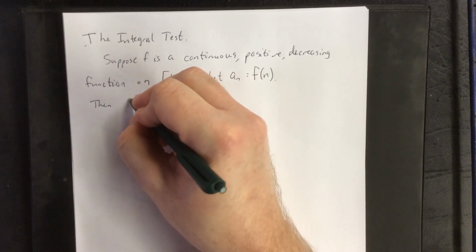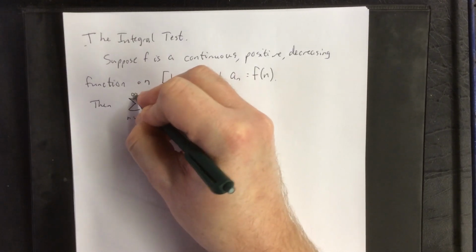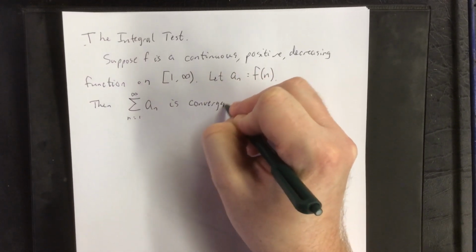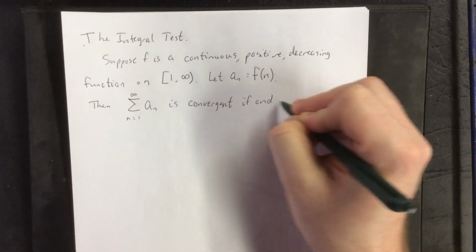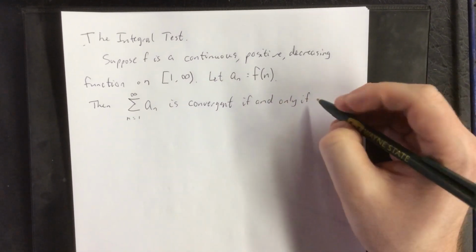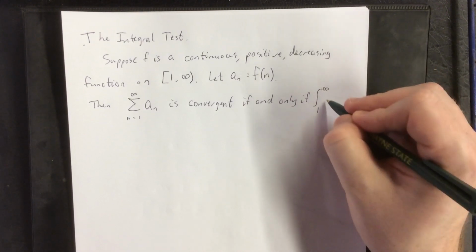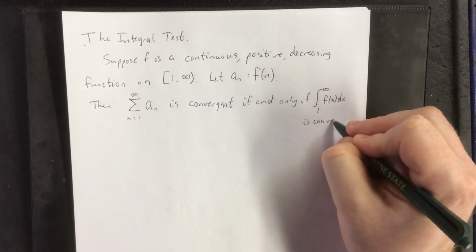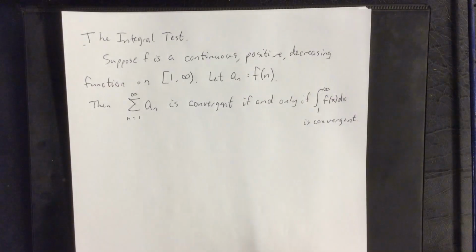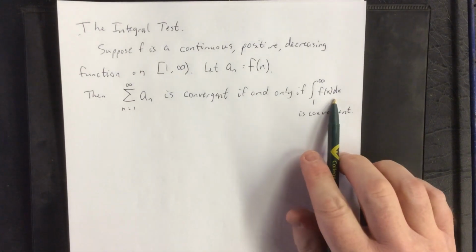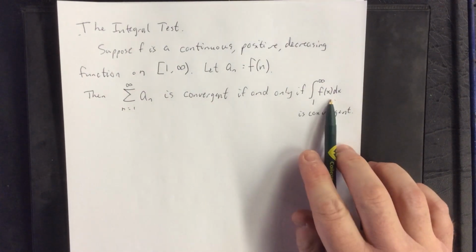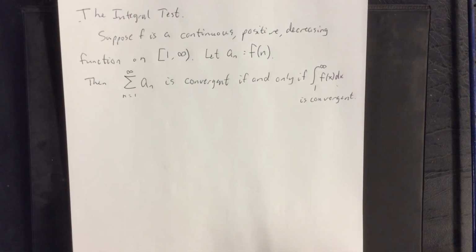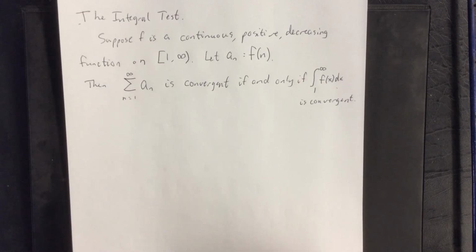Then the series from n equals 1 to infinity of a sub n is convergent if and only if the improper integral from 1 to infinity of f of x dx is convergent as well. That is to say, if the integral converges, the series converges, and if the integral diverges, then the series diverges. This would be a much quicker check for something like the harmonic series, for example.